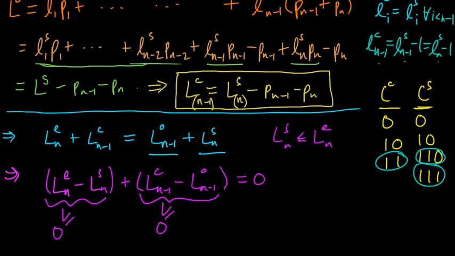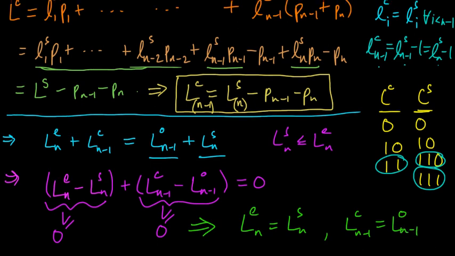So that implies that each of them must be 0. In fact, each of these is equal to 0, because if one of them was not equal to 0, then you'd have some positive quantity, and it's not. So we know that L_N^E equals L_N^S, and L_{N-1}^C equals L_{N-1}^O.